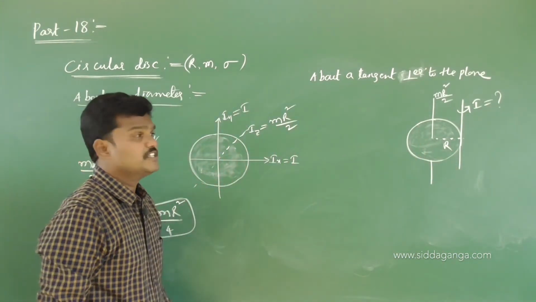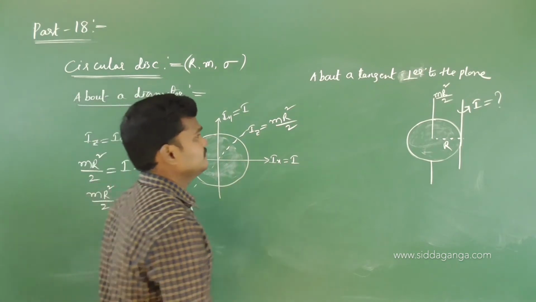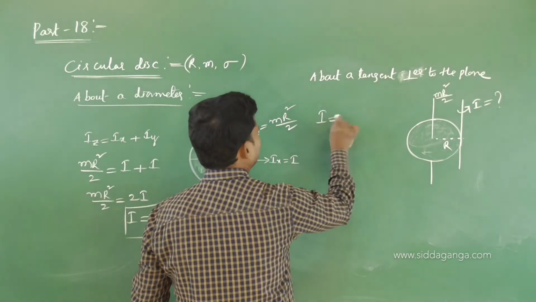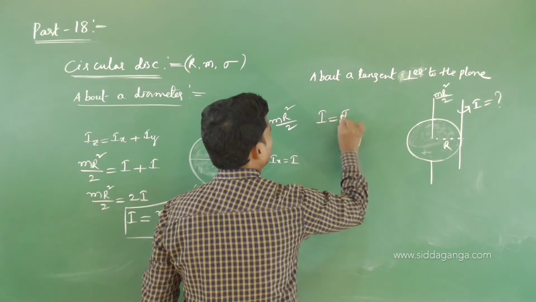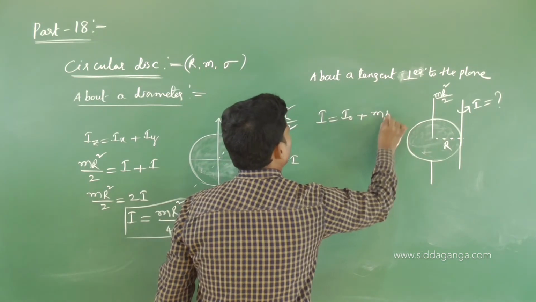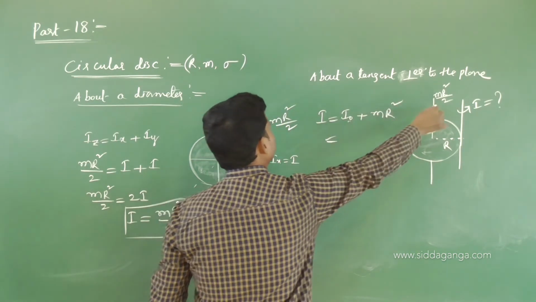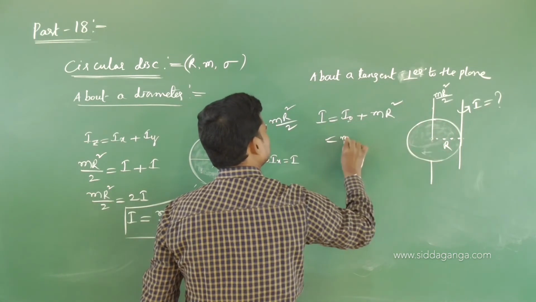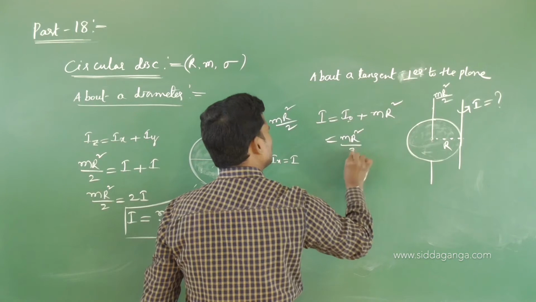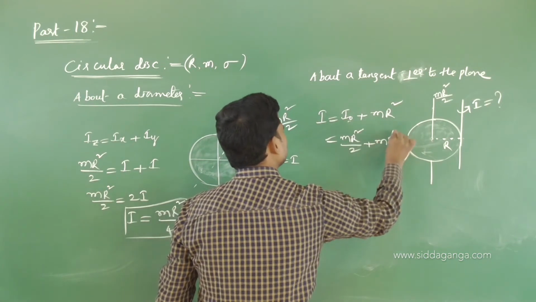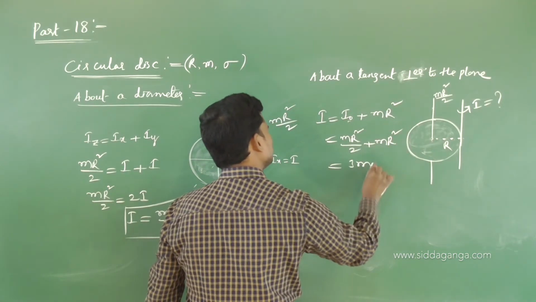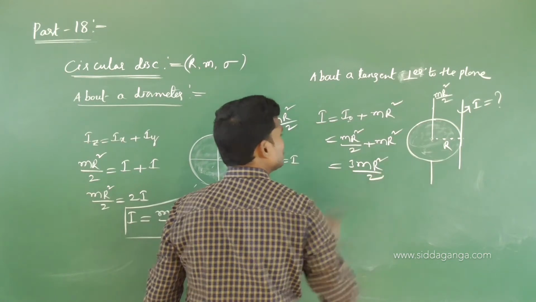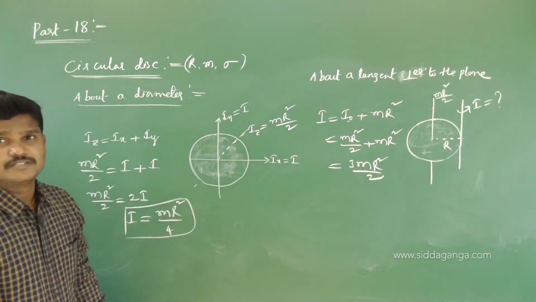Again tell me what theorem you have to apply to get I. No doubt, parallel axis theorem. So I equals I naught plus mr square. I naught is nothing but the axis passing through the center of mass, which is mr square by 2, plus mr square. Then what is the answer? 3 mr square by 2.